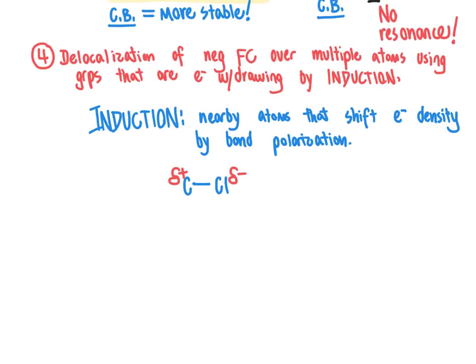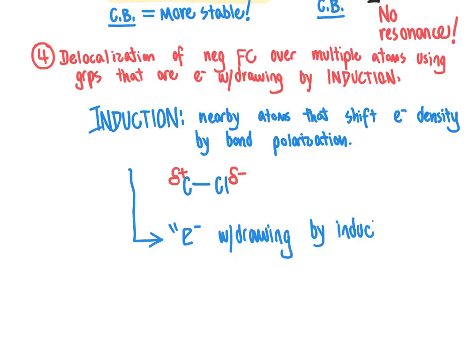So in the case of induction, groups that are electron withdrawing tend to be electronegative atoms. Electron withdrawing means that the atoms are going to draw electron density toward themselves and away from the rest of the molecule. So when we say something's electron withdrawing by induction, we're referring to groups that polarize bonds by pulling electron density toward themselves and away from the rest of the molecule.